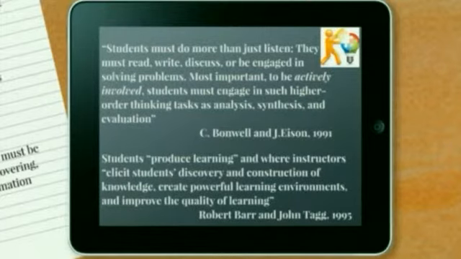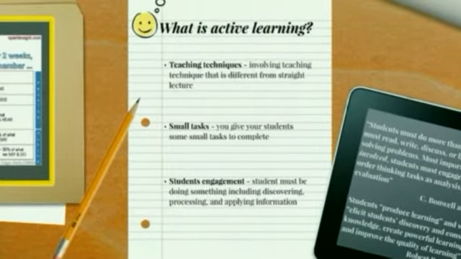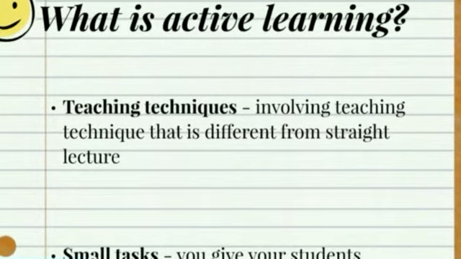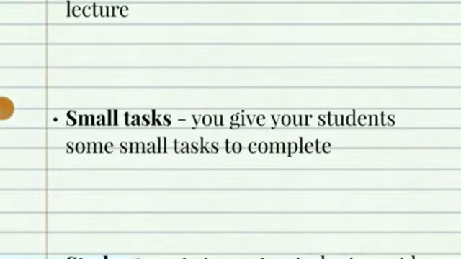Students produce learning, and instructors elicit students' discovery and construction of knowledge, create powerful learning environments, and improve the quality of learning. So what do these two descriptions have in common? First, active learning involves teaching techniques that are something other than straight lecture. Active learning is not an entire project or assignment but a much smaller task you give your students. However, a project or assignment can have several active learning pieces within it.